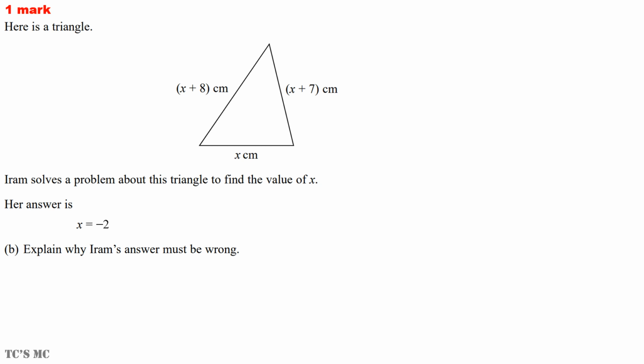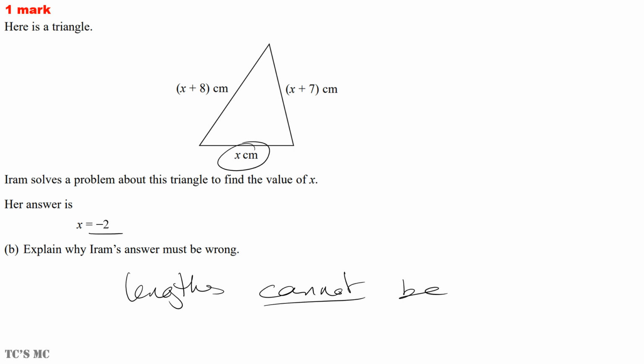Here is a triangle. Iram solves a problem about this triangle to find the value of x. Her answer is x is equal to -2. Explain why Iram's answer must be wrong. Notice here one of the lengths is x, and lengths cannot be negative. And that would get us 1 mark.